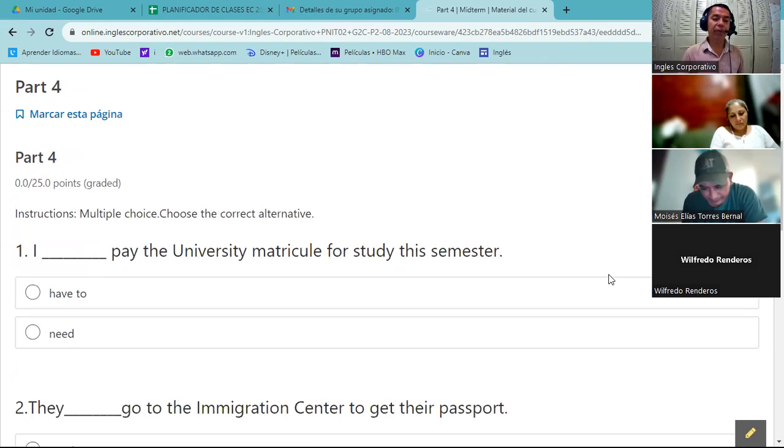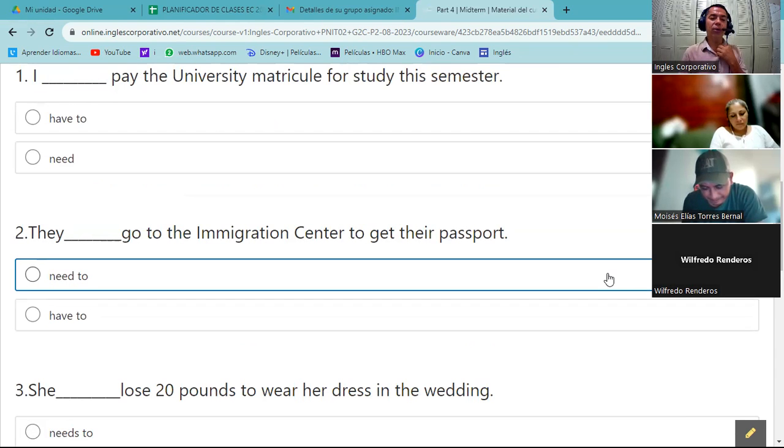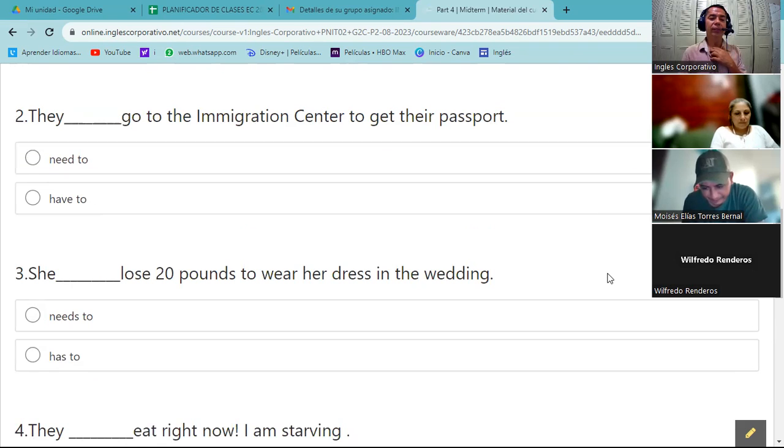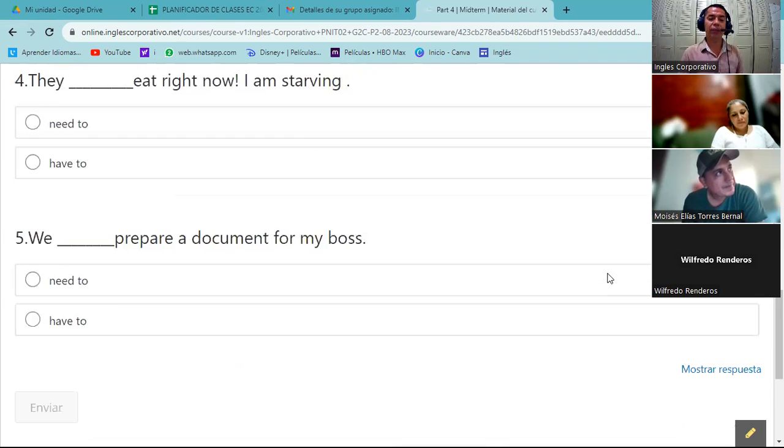Okay, and number 4. I have to pay, I need to go, I have to go. Es un poco la repetición de las actividades de la unidad 2, ¿verdad?